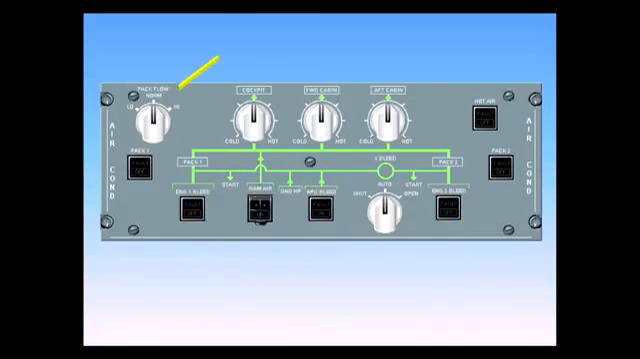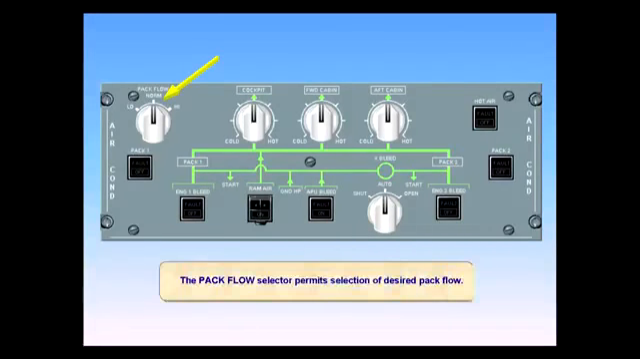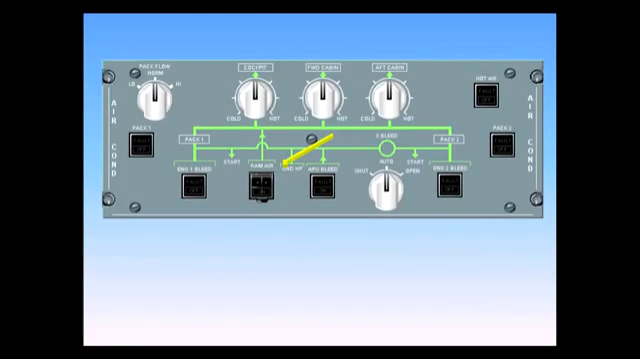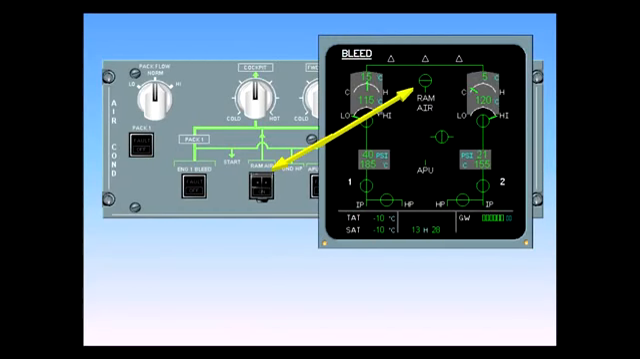The pack flow selector permits selection of desired pack flow. The guarded ram air switch controls the ram air valve. In the example shown, the ram air valve is indicating closed. Use of the ram air switch is restricted to abnormal conditions that will be discussed later.